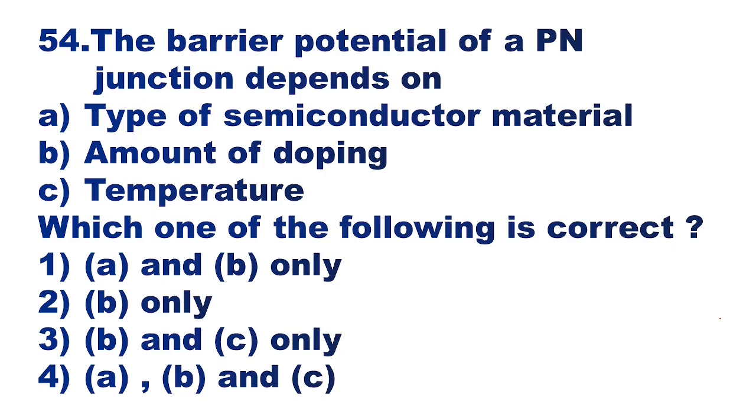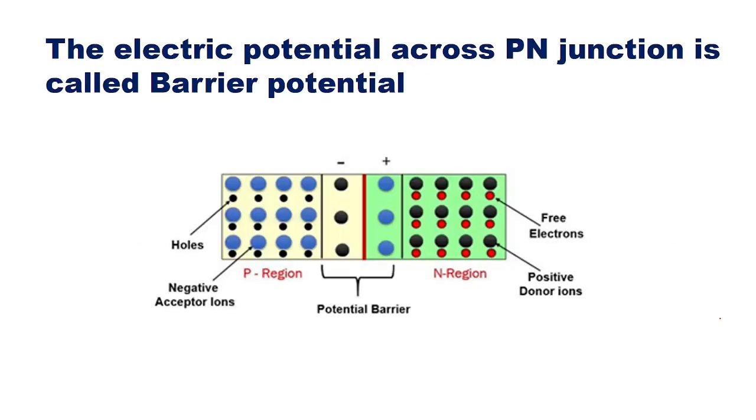Now, in this question, we should first remember what a barrier potential is. Here you can see a p-n junction. This is the p-type material, and this is the n-type material. P-type material has holes as majority charge carriers, and n-type material has electrons as majority charge carriers. When we join the p-n junction, the holes from the p-type material cross over to the n-type region, and the electrons from the n-type region cross over to the p-type region.